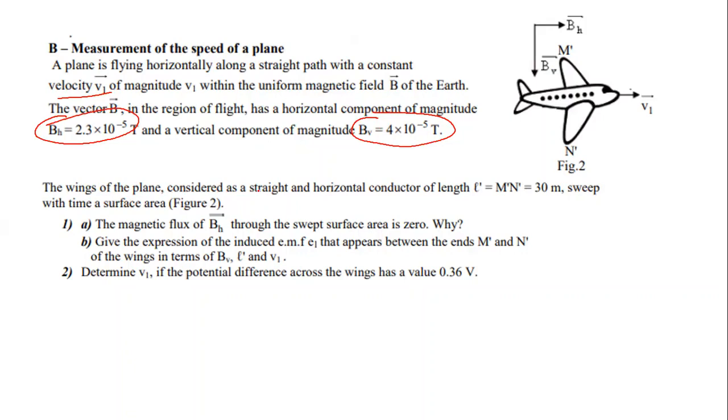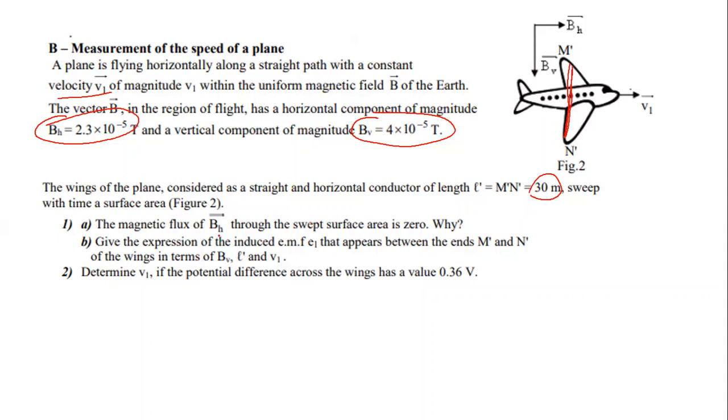The wings of the plane: consider a straight and horizontal conductor of length L prime. So this is what was MN before, so it's now M prime N prime. It's a conductor where we have the length, and it sweeps a surface area that changes with time. It moves. Part 1a: the magnetic flux of BH through the swept surface area is 0.